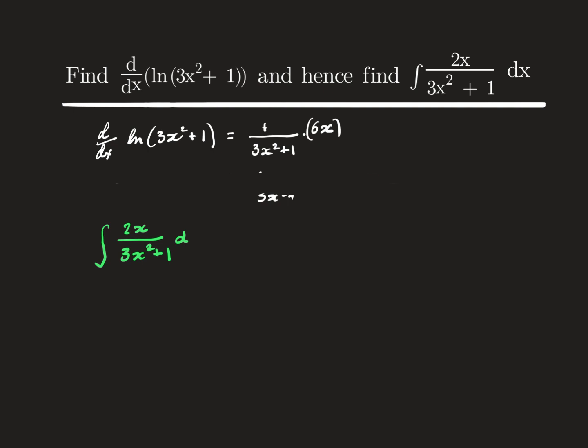And we have a look at this and we say, well, what has that got to do with the previous derivative? If you examine the previous derivative, there is a huge similarity. The only thing that you want to do is change the 6 into 2. And we could do it by saying 3 times 2x over 3x² + 1.